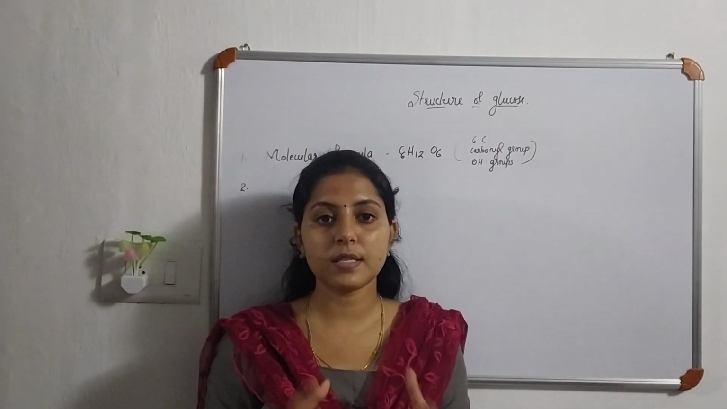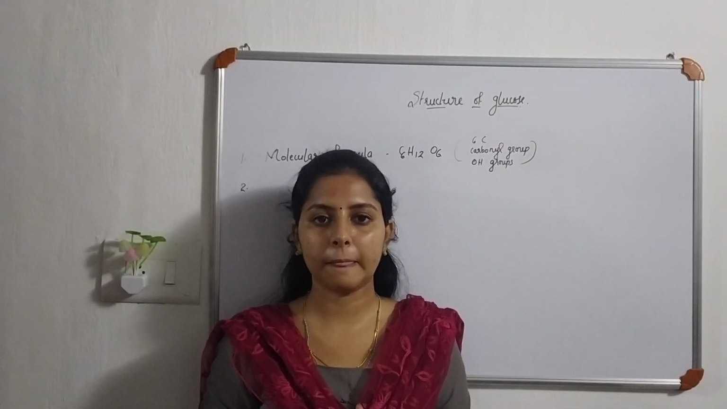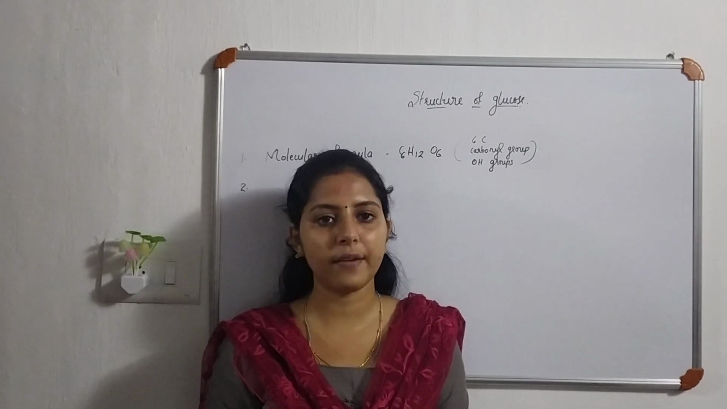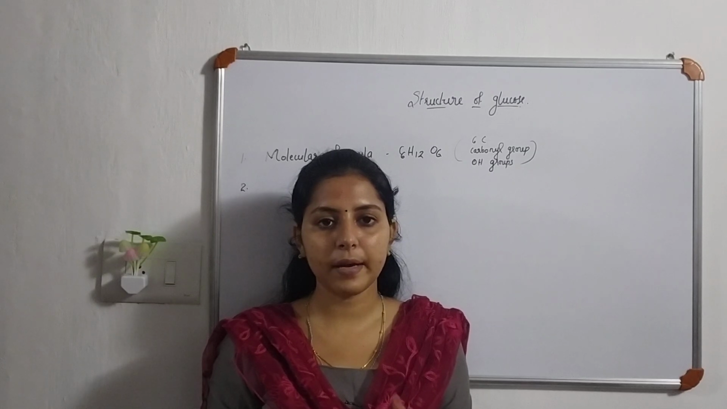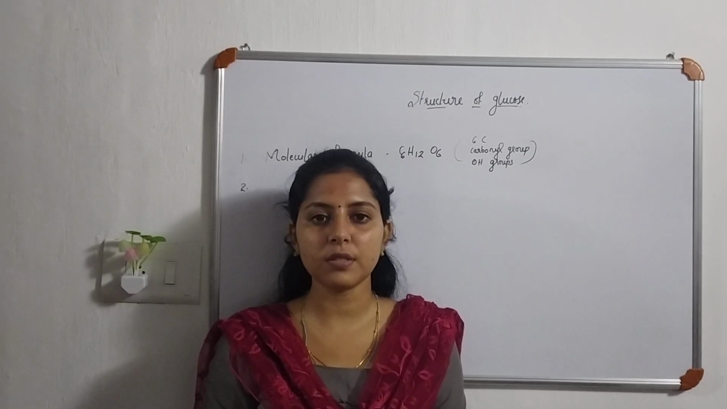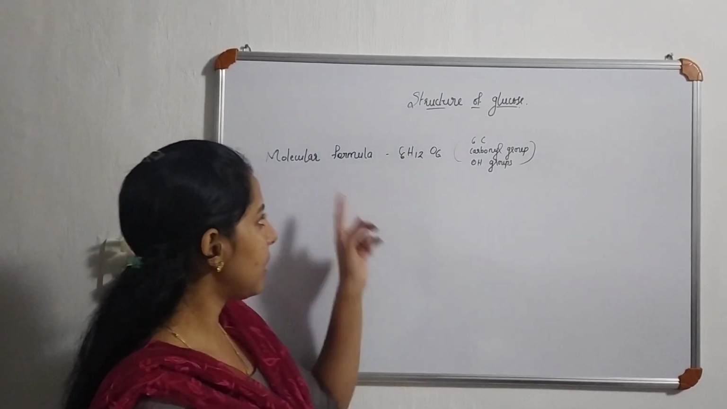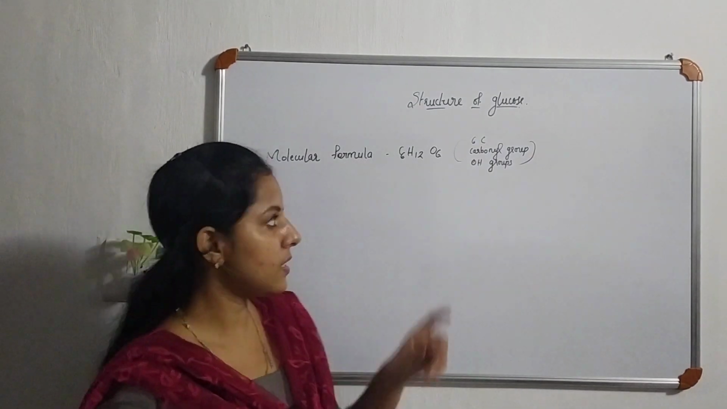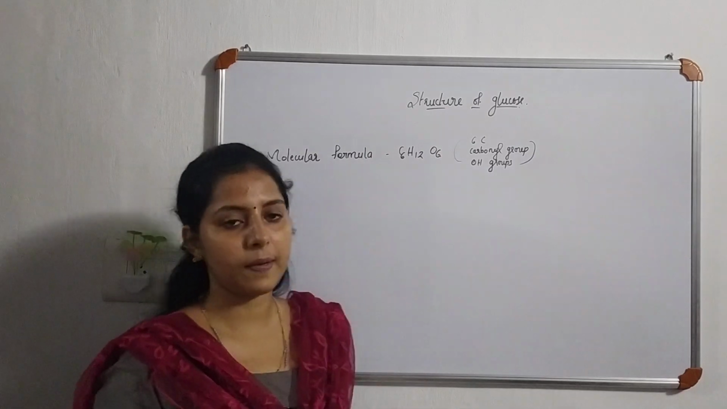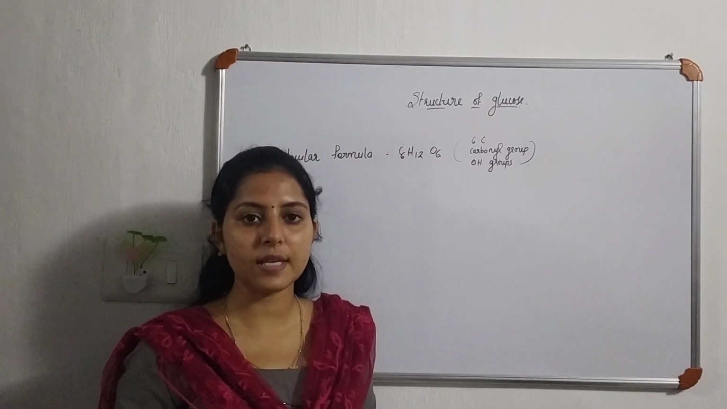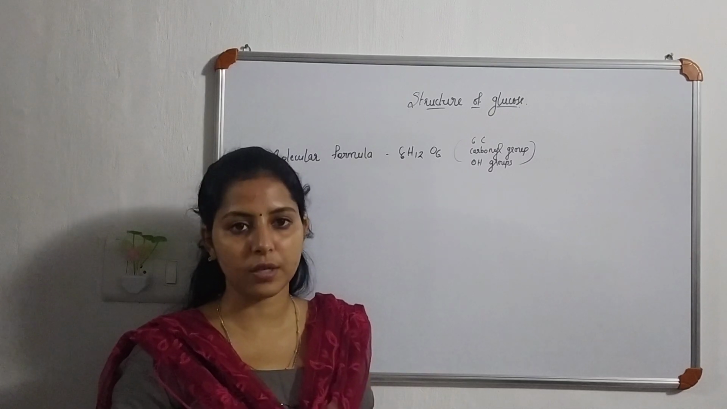Our next topic is the structure of glucose. The structure of glucose was elucidated on the basis of certain evidences, that means by analyzing the products formed on certain reactions of glucose. Before that, we know the molecular formula of glucose. It's C6H12O6. And glucose is a carbohydrate, and carbohydrates are polyhydroxy aldehydes or ketones.